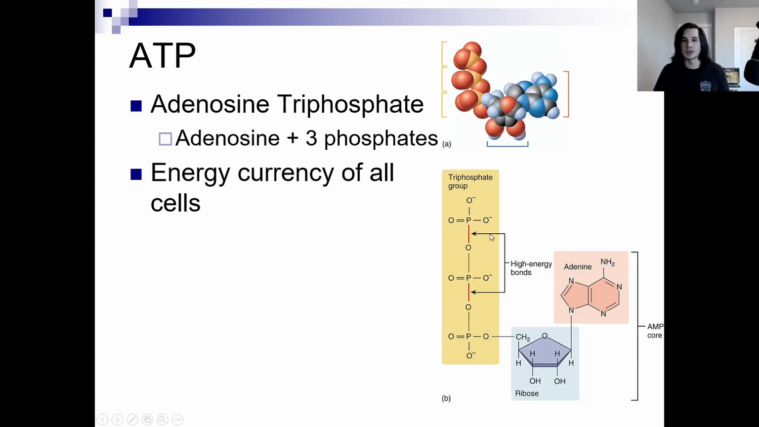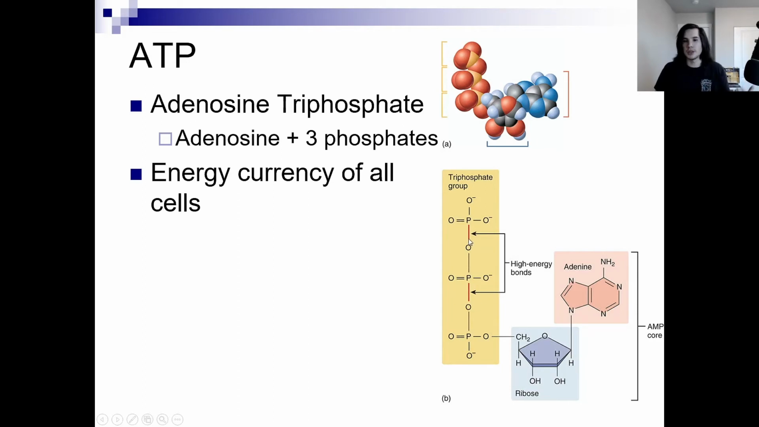Also, these bonds here are very unstable. So they really want to let go of this phosphate, and they're going to let go of it very, very easily, pretty much spontaneously. However, between this phosphate and your sugar, not too high energy. So you have your highest energy bond here, and your second highest energy bond here.